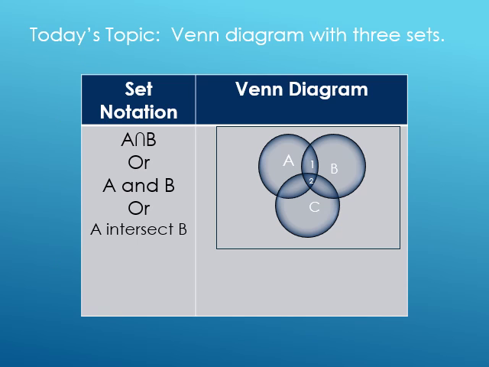Today's topic, Venn diagram with three sets. See the first one. Its set notation is A intersection B. It means that now we are asked to take the common part of A and B, where A and B shared. This is the shared part of A and B, common part of A and B. And here C is the set which we are not discussing. So ignore it. Shade this area. This is A intersection B.